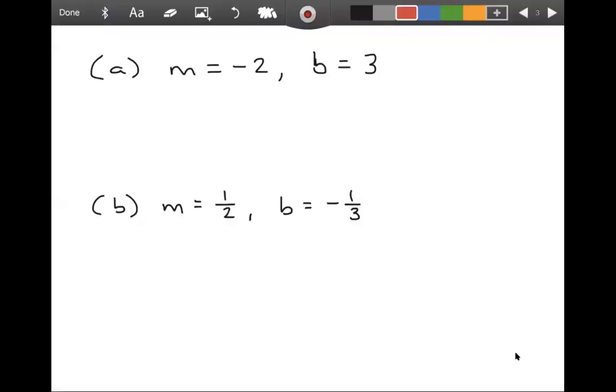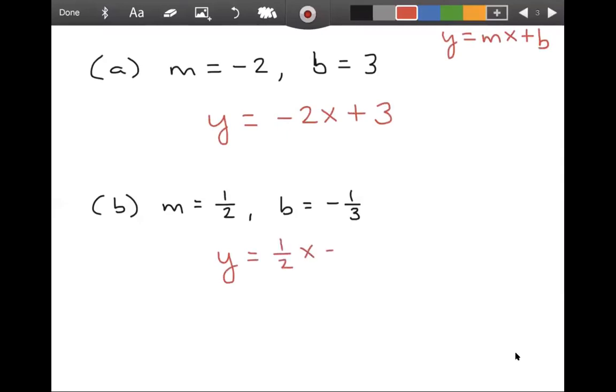Again, they just want us to write the equation y equals mx plus b. So if m is -2 and b is 3, then y equals mx plus b just becomes y equals -2x plus 3. And if m is 1/2 and b is -1/3, then the equation is y equals 1/2 x minus 1/3. Isn't that easy?